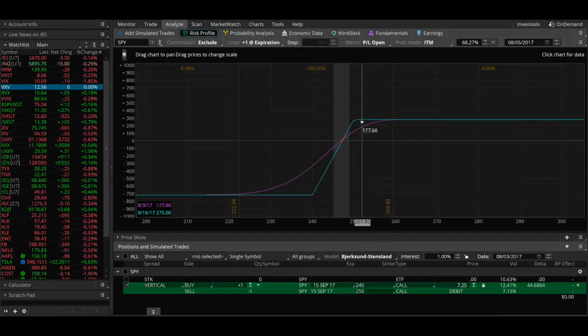Now this blue line right here represents the expiration payoff diagram, and the pink line represents the estimated P&L of this spread based on SPY's price today. So for instance, if SPY increased to $250, then we're estimated to be up about $120 on this spread out of the maximum $275. However, what if SPY increased to $255? Well, in that case, we're expected to be up $240 out of the maximum profit potential of $275.